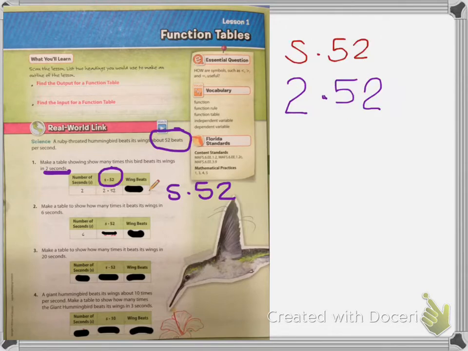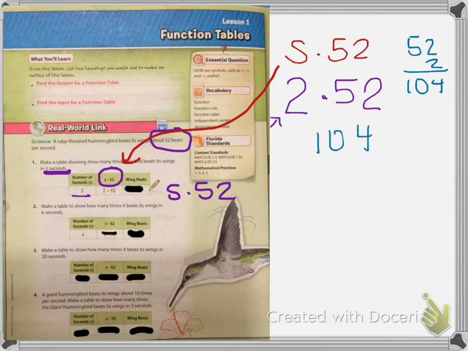Okay, so the original problem is S times 52, which we got from right here. Okay, and then they just want you to substitute this 2 because they're saying how many beats does it beat in 2 seconds. So we put the 2 in right here, as you can see, and then they want you to do the multiplication, obviously, so that you can go ahead and work that out. So you can work that out to the side. 52 times 2. And so you should get 104.